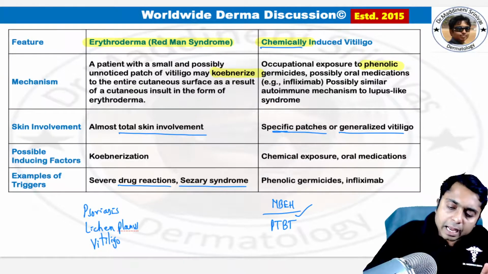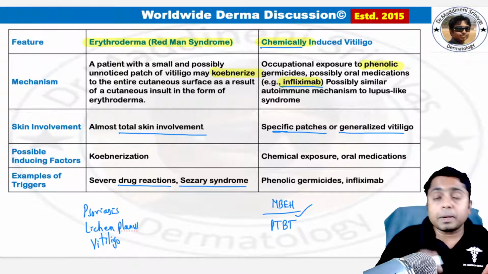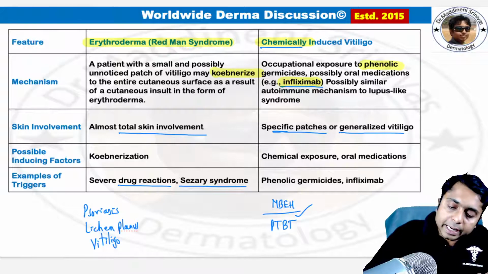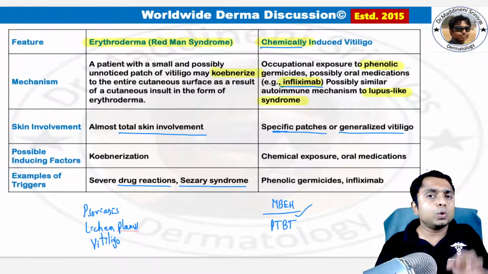There is also one medication which you need to remember, which is infliximab, a monoclonal antibody. It is also associated with chemical induced vitiligo, due to a mechanism similar to lupus-like syndrome.